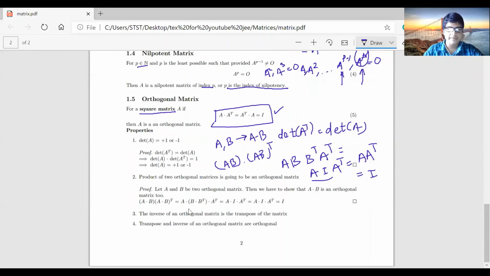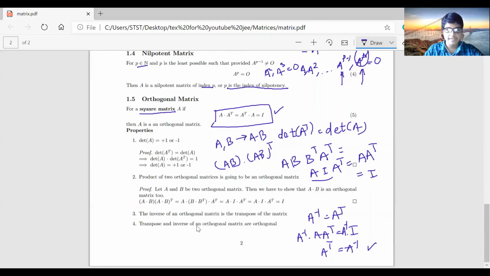The third is that the inverse of an orthogonal matrix is the transpose of the matrix. Now what it is saying is that the inverse of the orthogonal matrix is equal to the transpose of the matrix. First of all, I know that A into A transpose is equal to I. So let me left multiply by A inverse. I would obtain A transpose here, because I am multiplying A inverse on the left, and here also A inverse. So I obtain A transpose equal to A inverse directly.